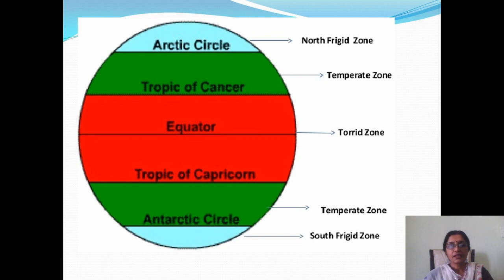Equator is the largest circle. As we move away from the equator, the size of latitude decreases. There are 180 latitudes in all. 90 lie in the northern hemisphere and 90 lie in the southern hemisphere. These are parallel to each other. It's clear from the diagram. All the latitudes are circles.